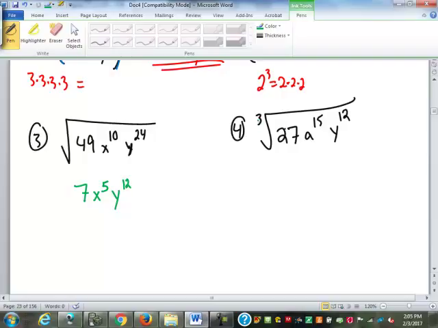When we do a 3rd root, we have to do the 3rd root of 27, which is 3. 3 times 3 times 3 is 27. A to the 15th, what do we do to the power? It's going to be divided by 3. Good. So that's a to the 5th, and y to the 4th. There we go.